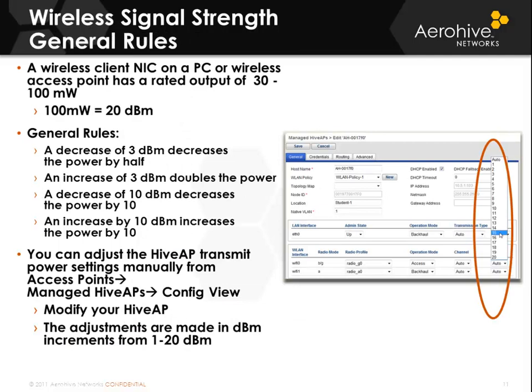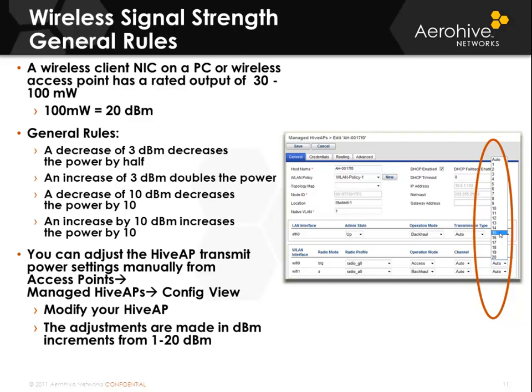Wireless signal strength general rules. A wireless client on a PC or a handheld device has a much weaker radio to transmit out than what you would find typically in an access point. A wireless client NIC on a PC or a wireless access point has a rated output of normally between 20 to 30 milliwatts up to around 100 milliwatts. 100 milliwatts equals 20 dBm.